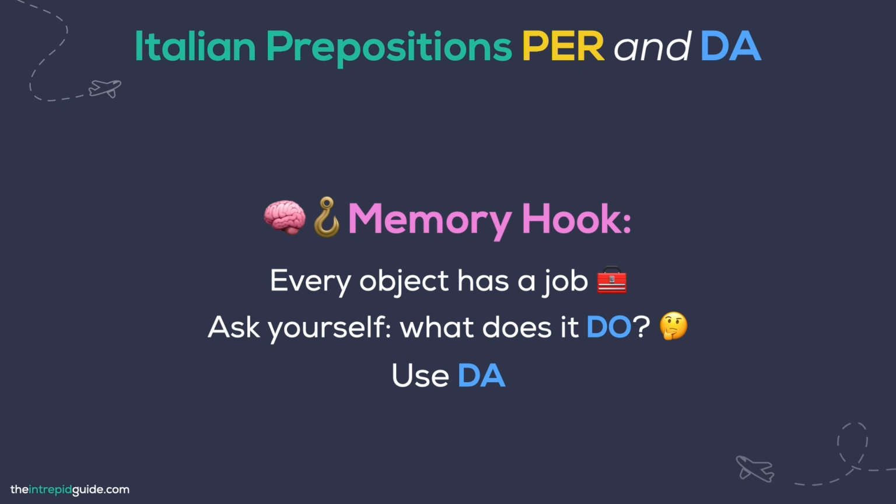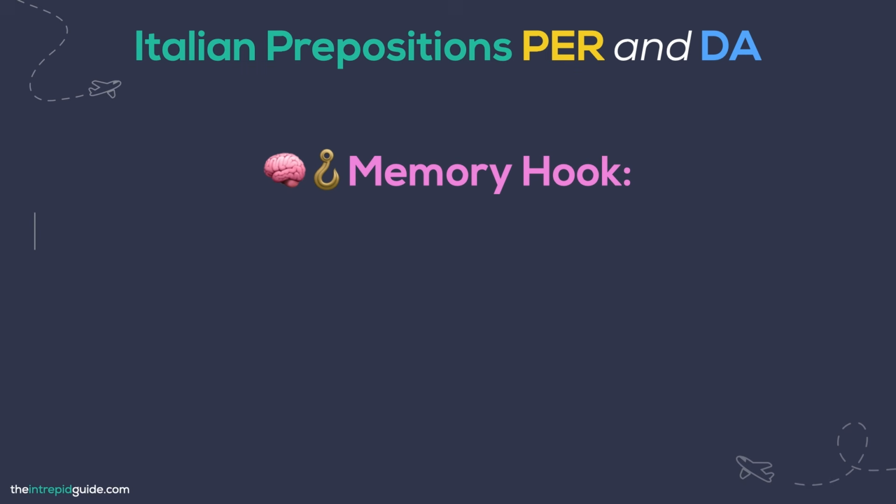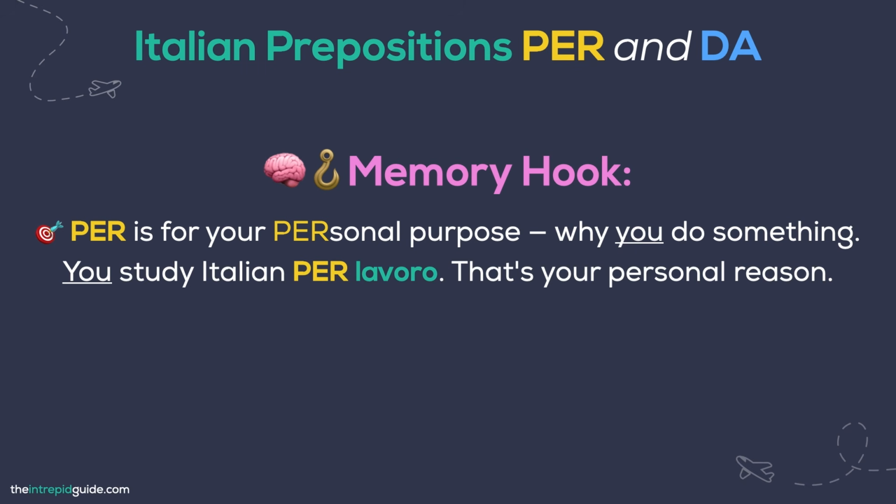So you should say, Le scarpe da ginnastica. Now you might be thinking, didn't we just say that anything with a purpose requires per? So why wouldn't we use per here? Well, here's the difference. Per is for your personal purpose, why you do something. You study Italian per lavoro, for work.